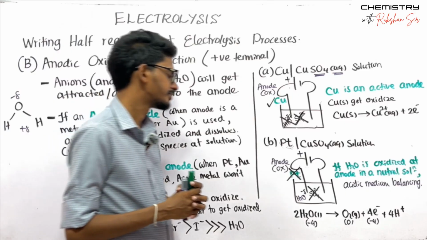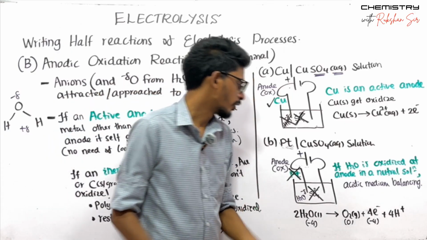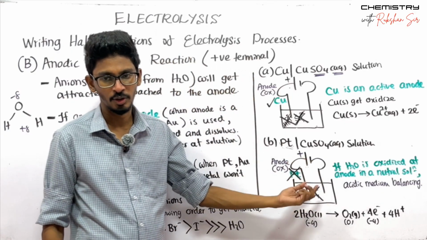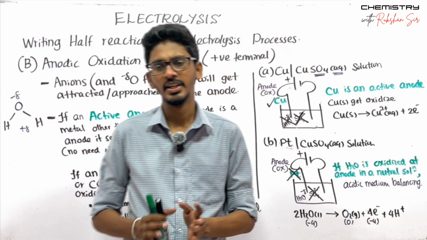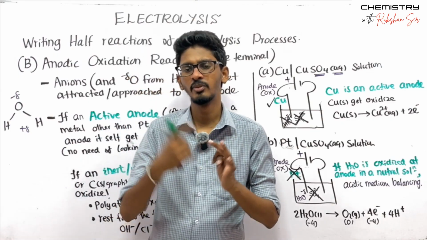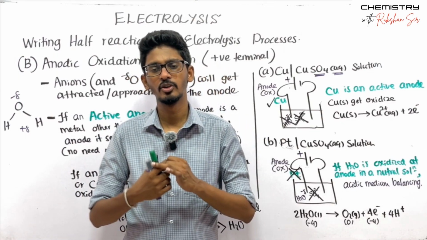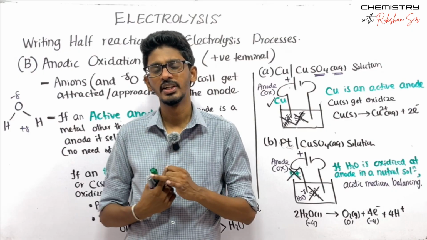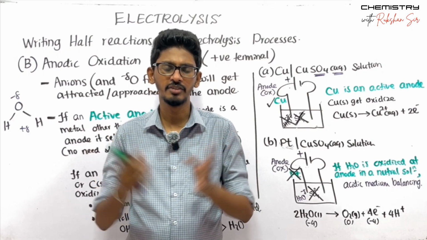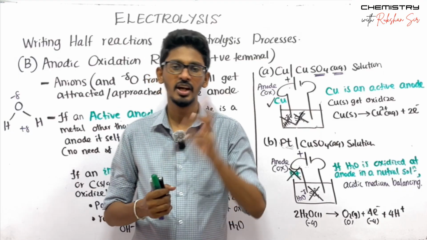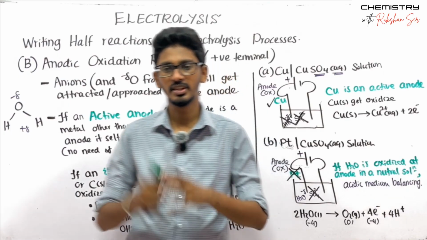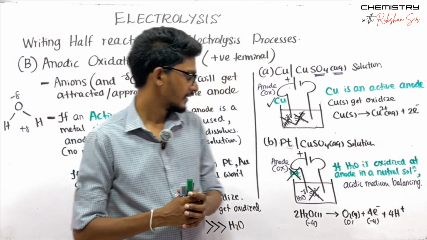But if your anode is a passive or inert anode, that means it is made out of carbon, solid graphite, platinum or gold, then the anodic material is not going to dissolve or oxidize. Then we have to consider the species coming towards the anode to write the reaction.